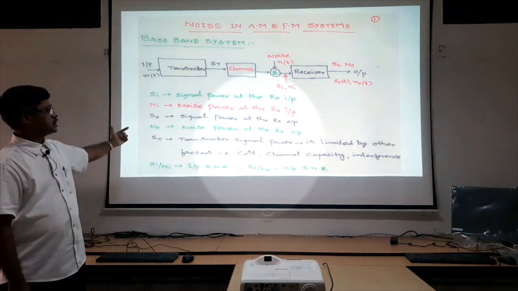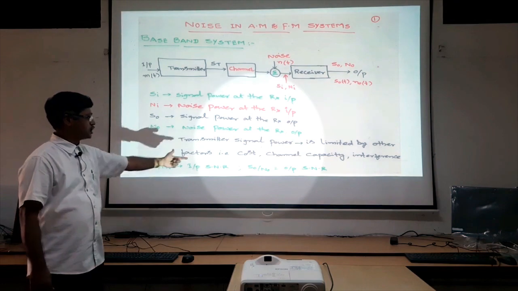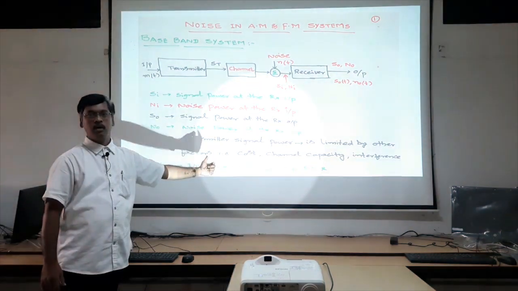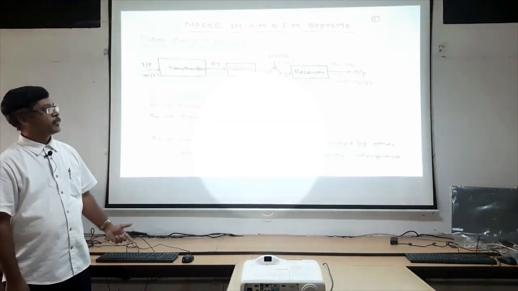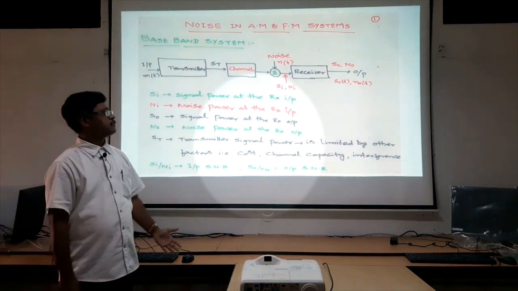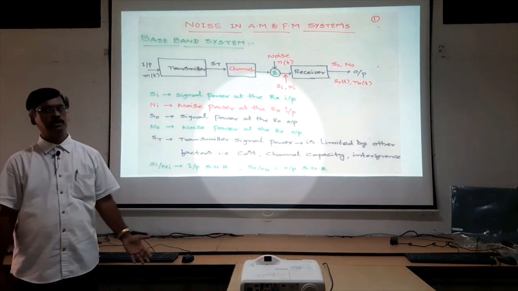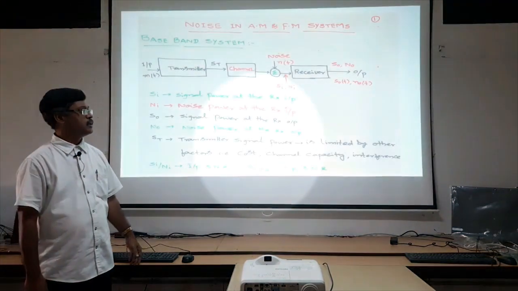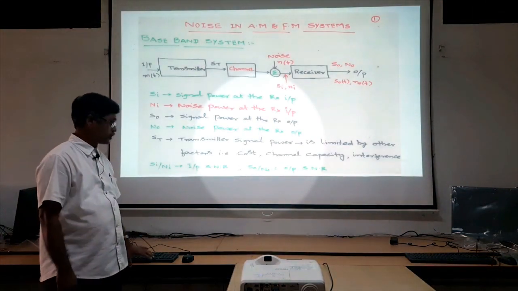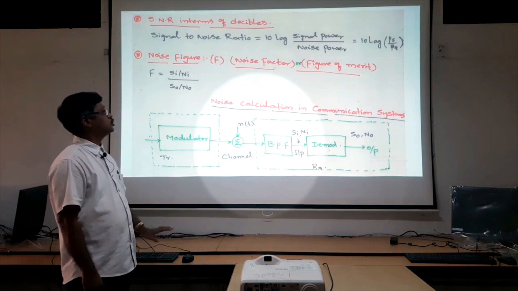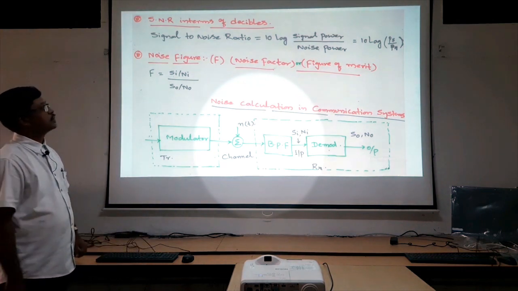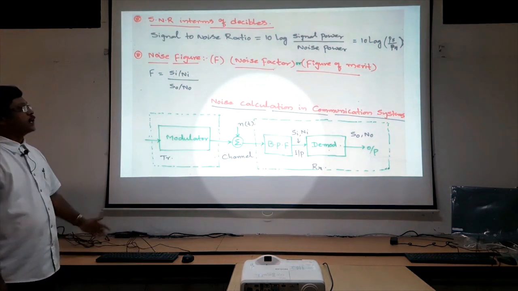This input signal to noise ratio and output signal to noise ratio is common for all modulation systems. That is, it may be an AM system, a DSB-SC modulated system, an SSB-SC modulated system, a vestigial sideband, or a frequency modulated system. So now I will switch to the signal to noise ratio calculation for the AM system.